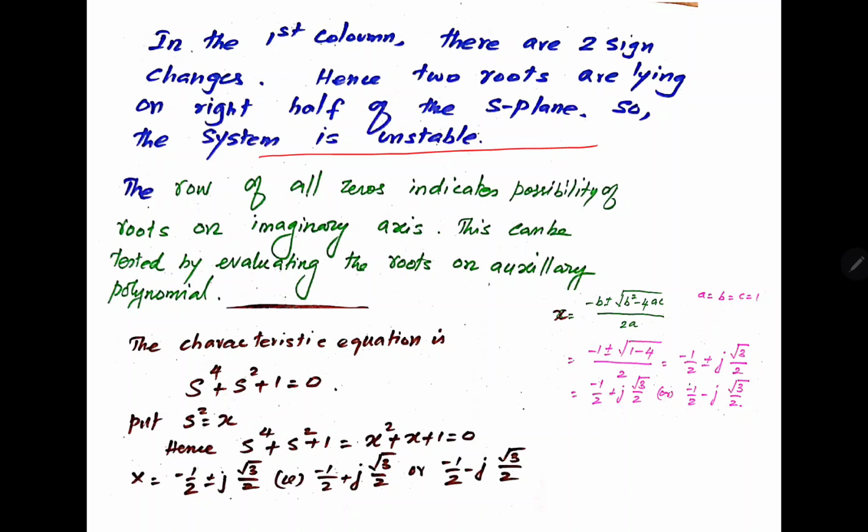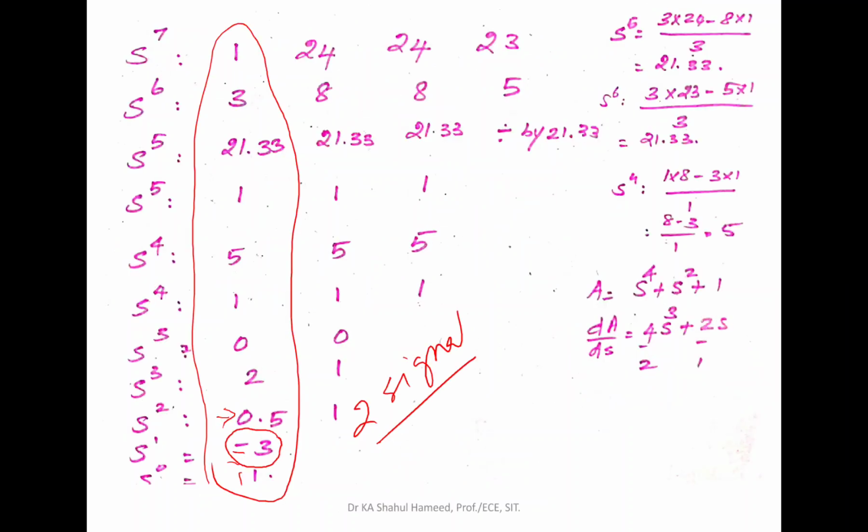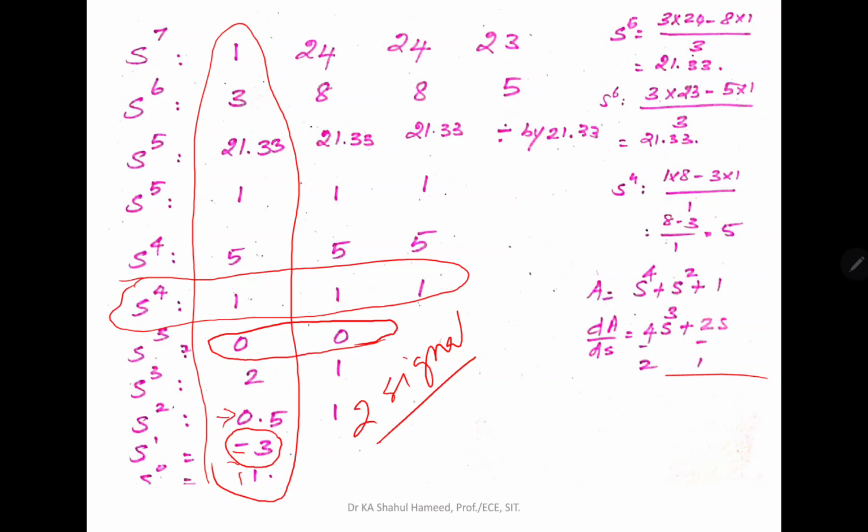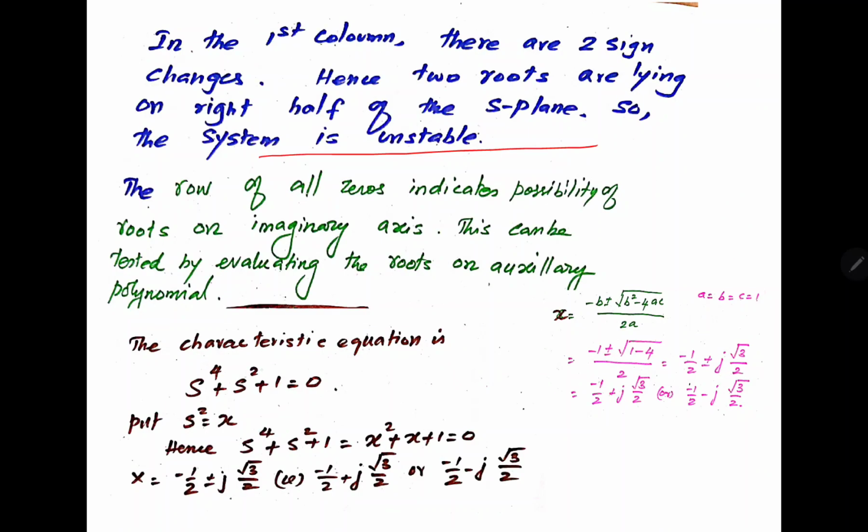For that we have to take the auxiliary equation, that is, the characteristic equation, formed from the row previous to the all-zero coefficients. We found here at s power 3 that all the coefficients in the Routh array are 0. So we have to take the characteristic equation formed by the previous row, that is s power 4, and that is s power 4 plus s square plus 1 is equal to 0.